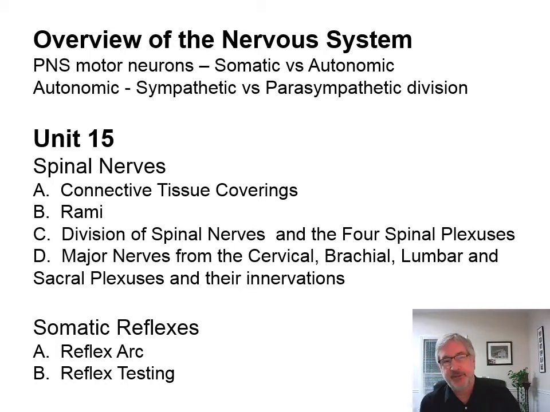Then we're going to talk about the spinal nerves, connective tissue coverings that are over the spinal nerves, as well as the branches of the spinal nerves that are called rami. And then we'll talk about division of spinal nerves and the four spinal plexuses. Then we're going to talk about the major nerves that come from those plexuses, the cervical, brachial, lumbar, and sacral plexuses, and what they innervate. Then we're going to end up with talking about somatic reflexes and reflex arcs and reflex testing. Unfortunately, we can't do that in the lab, so I'll have to show you some videos. But anyway, next slide.